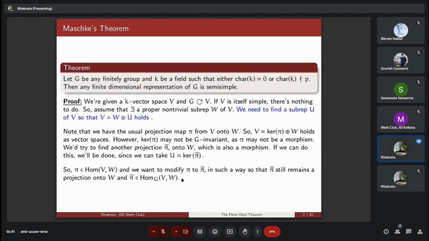So we can write V as W direct sum kernel of pi tilde. Since pi tilde is G-linear, the kernel of pi tilde will be a sub-representation. So we can write V as a direct sum of two sub-representations. And we are done in this case.